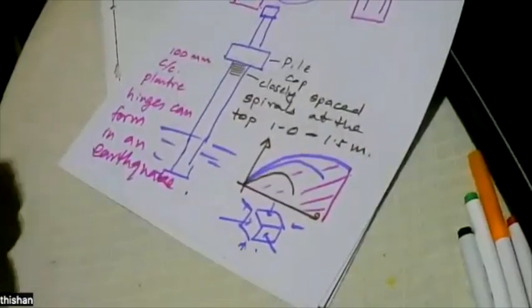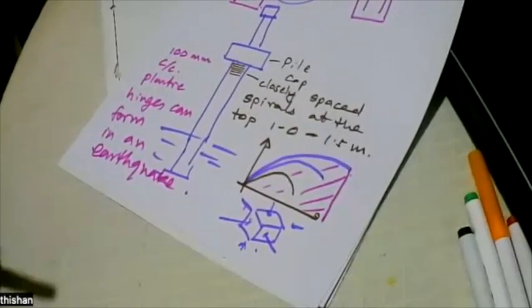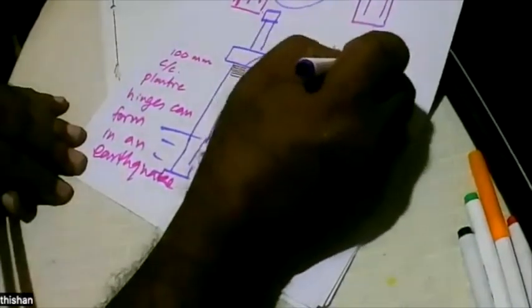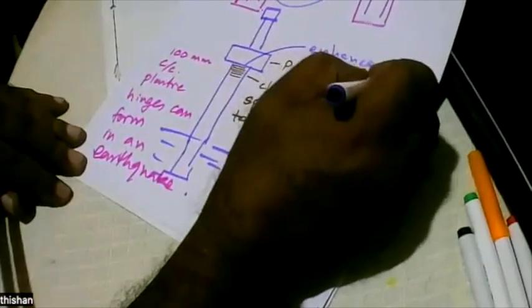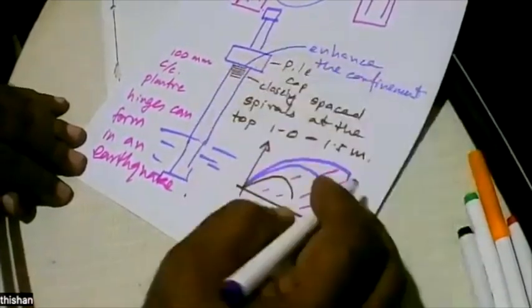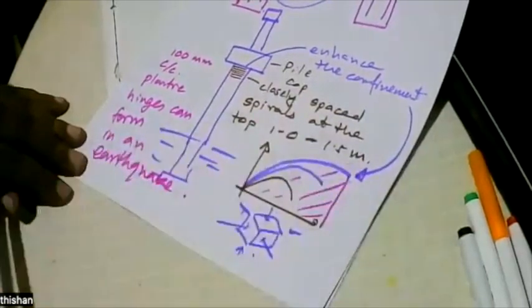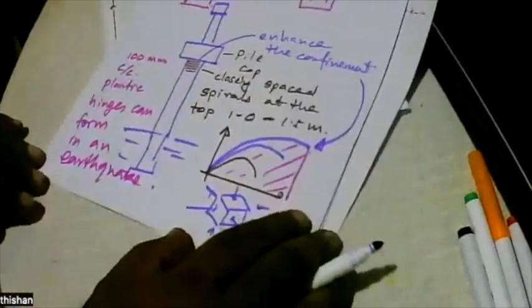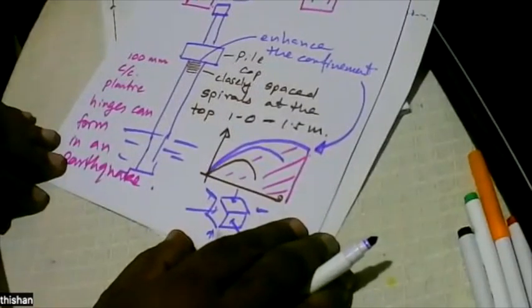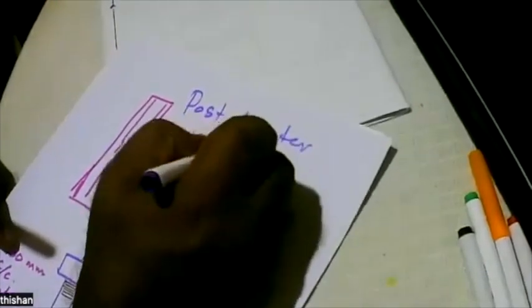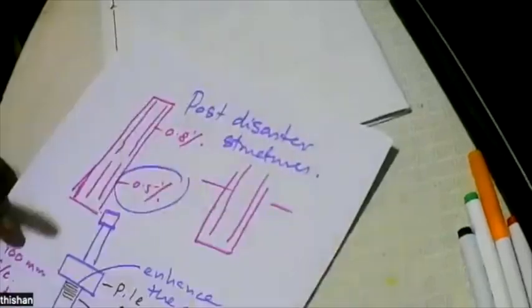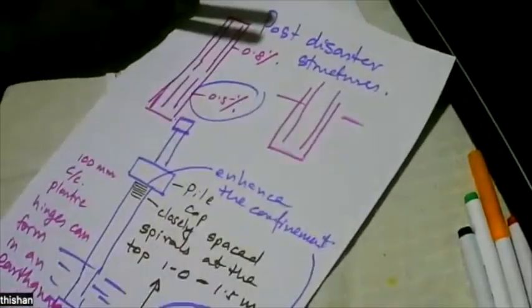in an earthquake. Plastic hinges might form at the top of the bridge. So because of that, it's better to enhance the confinement. And the moment you enhance the confinement, concrete will be pretty strong, and you will find the earthquake induced forces cannot damage the pile, because bridges are post disaster structures. So because bridges are post disaster structures, we'll take certain precautions, especially under earthquake situations.